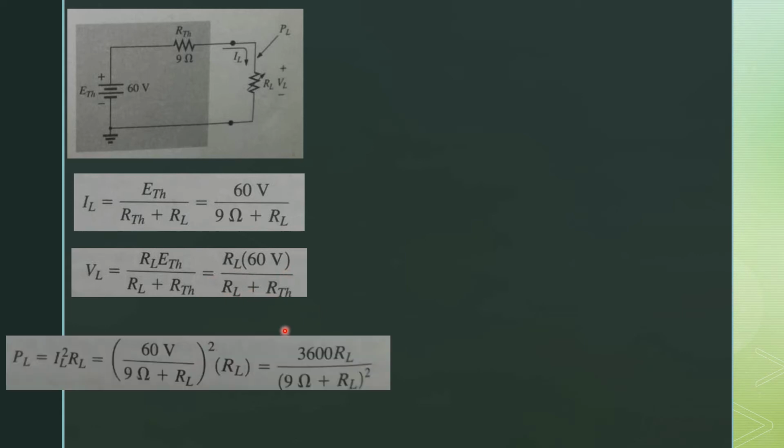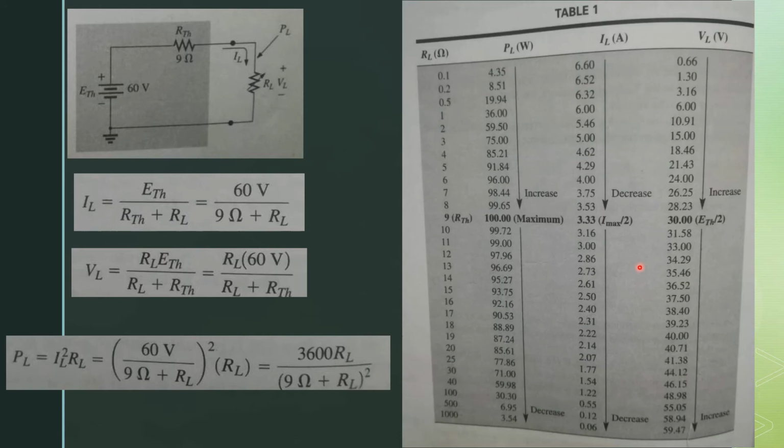Now the power is equal to IL square into RL, which is equal to 60 volt divided by 9 ohm plus RL whole square into RL, which is equal to 3600 RL divided by 9 plus RL whole square. Now we substitute the values of RL randomly and we will see that we have this table. When we vary RL 0.1, 0.2, 0.5, 1, 2, 3, 4 up to 1000 ohm, the power is changing.